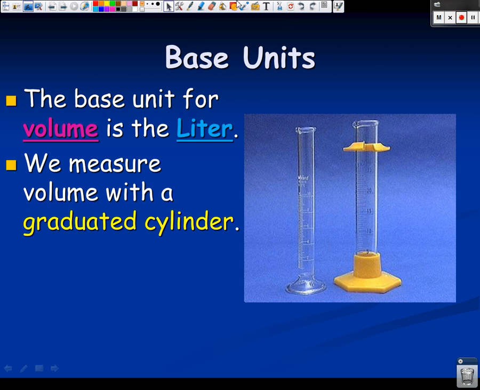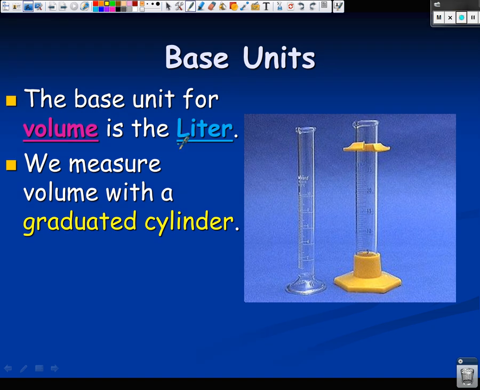Now, next part. The base unit for volume is also considered to be the liter. But if we're dealing with the liter, what are we more than likely going to be working with? Now, I like to throw this in there. Is it just liquid? No, what else could we also be measuring the amount of? Gas. Water is a liquid. Okay. So, liquids or gases.